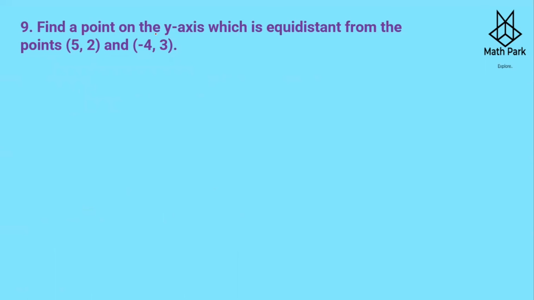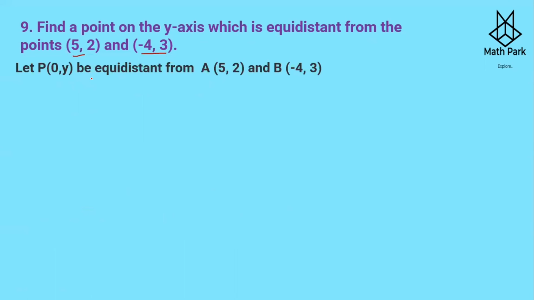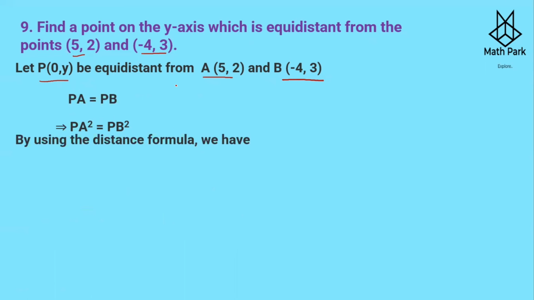Now find the point on y-axis which is equidistant from the points 5, 2 and minus 4, 3. When the point is on y-axis, the x-coordinate will be 0. So let P(0, y) be equidistant from A(5, 2) and B(minus 4, 3). As it is equidistant, you have PA is equal to PB. Again, since it is in the root, we will be squaring both sides. So we get PA square is equal to PB square. By using the distance formula, let us find the distance.